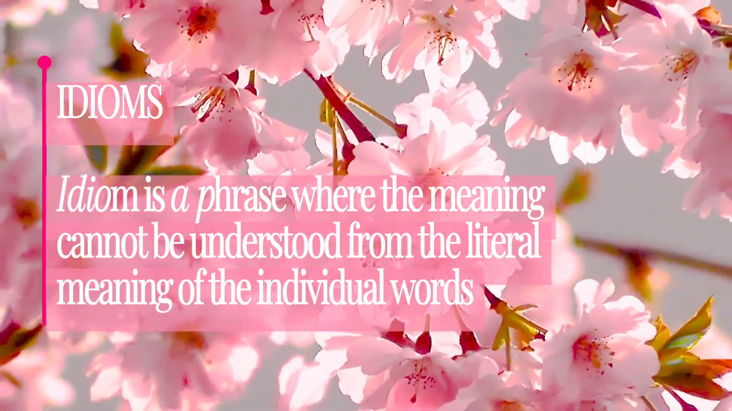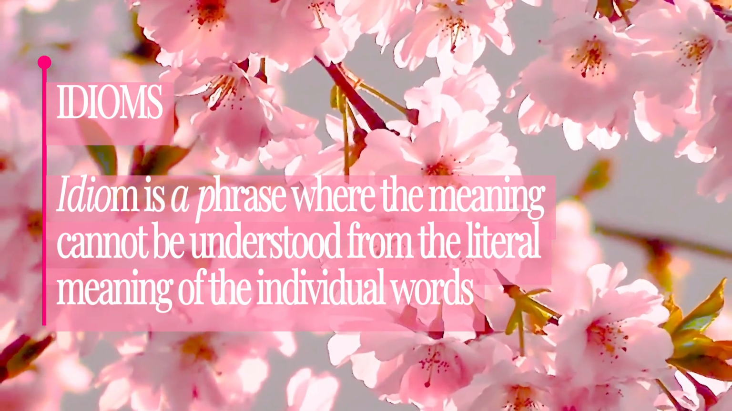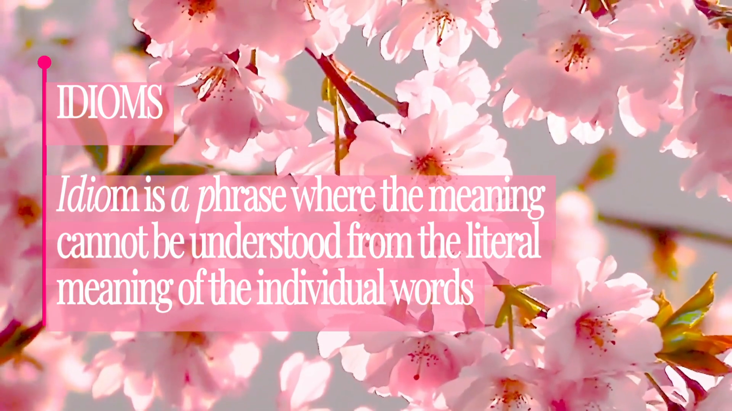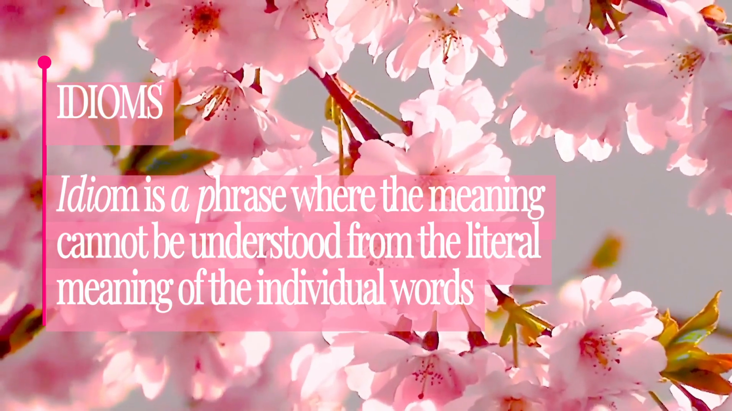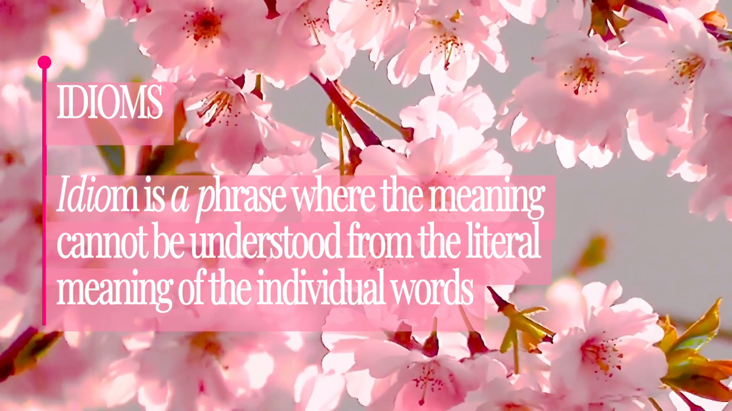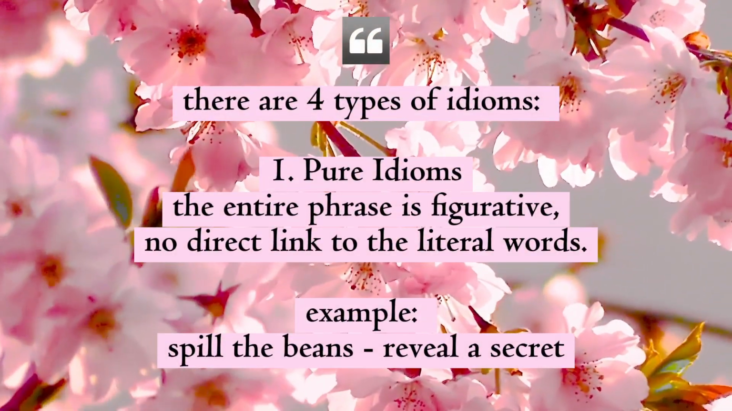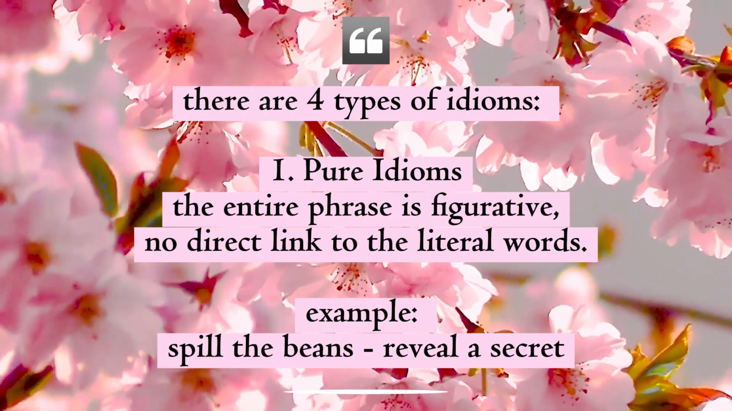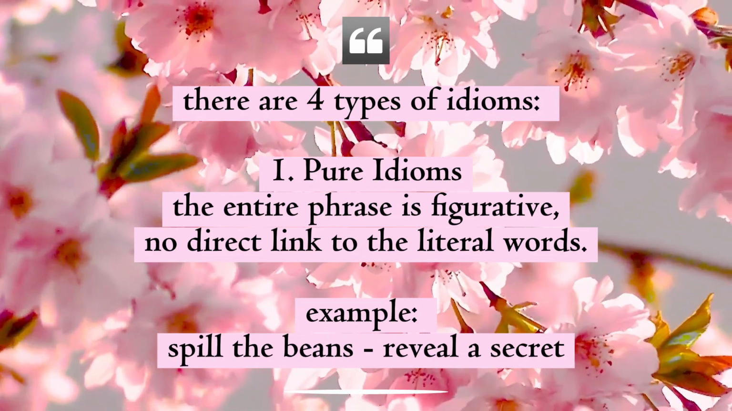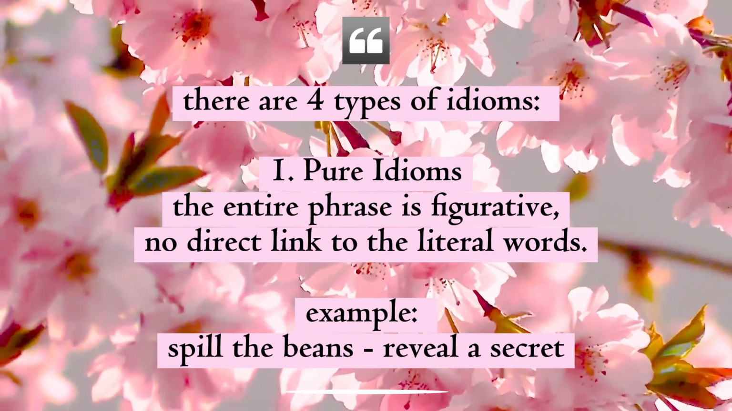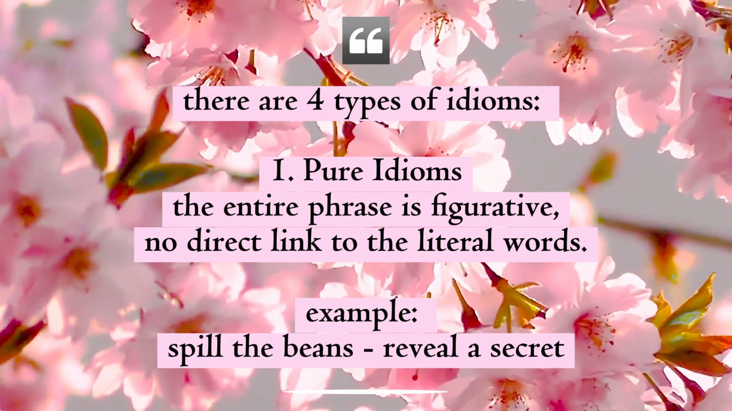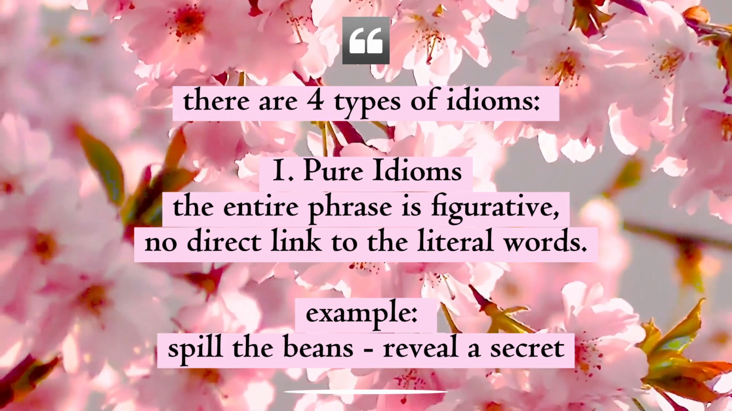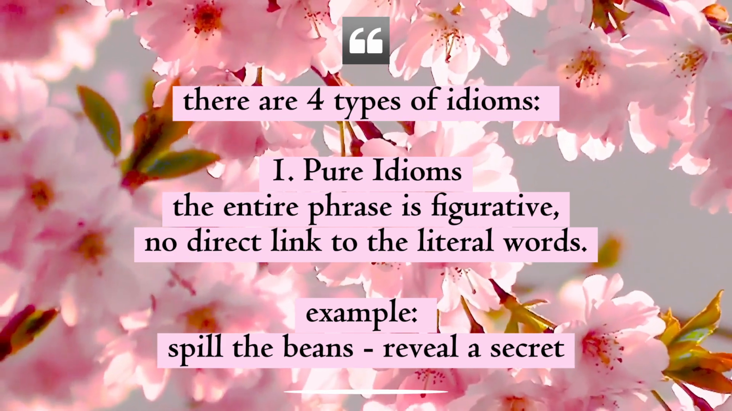Let's move to idioms. So, an idiom is a phrase where the meaning cannot be understood from the literal meaning of the individual words. There are four types of idiom. The first one is pure idioms. The entire phrase is figurative, so no direct link to the literal words. For example, spill the beans means reveal a secret.